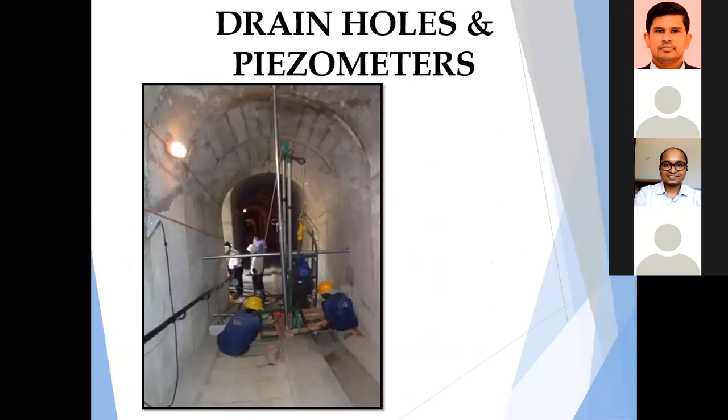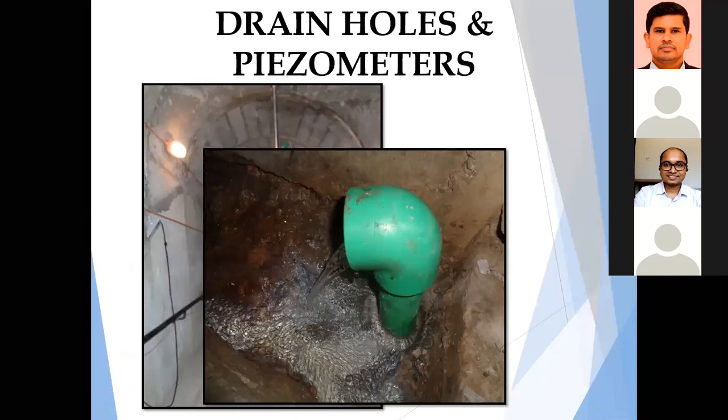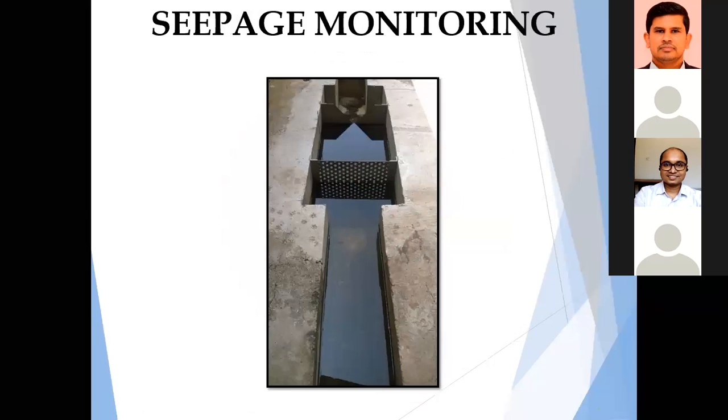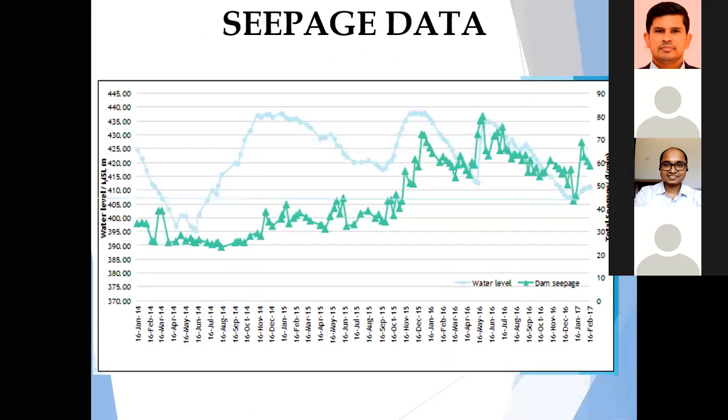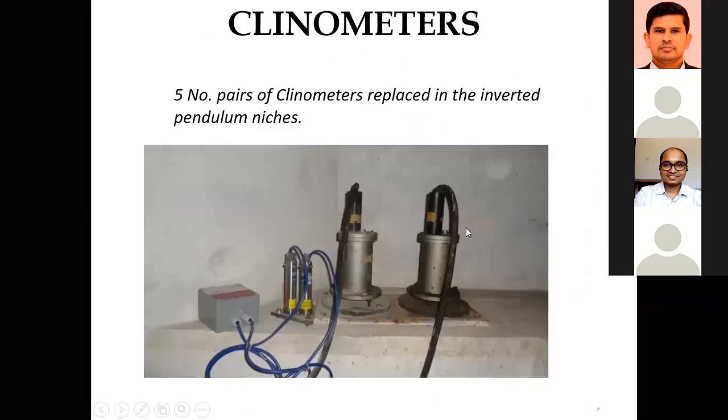This is one cleaning when we were doing the cleaning of the drainage holes, and you can see the drainage flow of the dam. This is actually to release the pore pressure built up inside the foundation. And we are also using a V-notch weir arrangement to get accurate seepage values. And you see the seepage data and how it behaves, and clinometers.